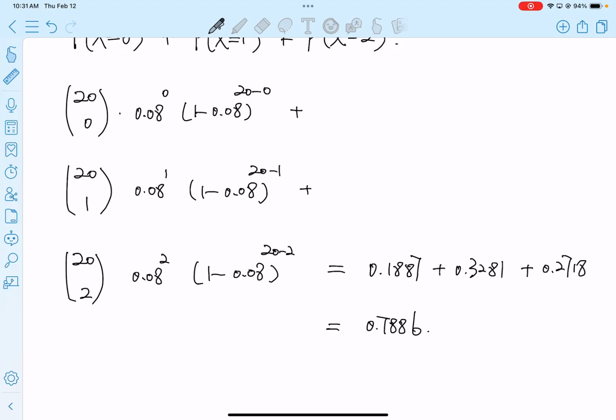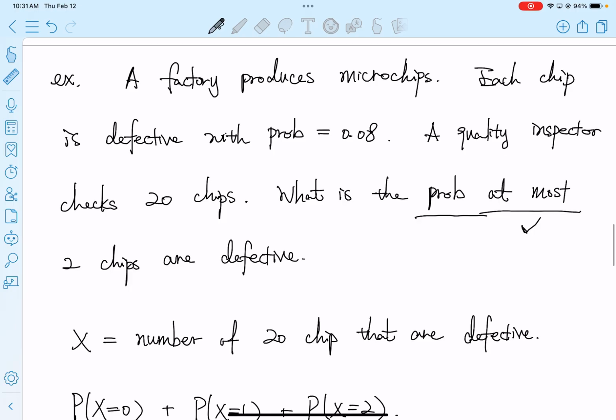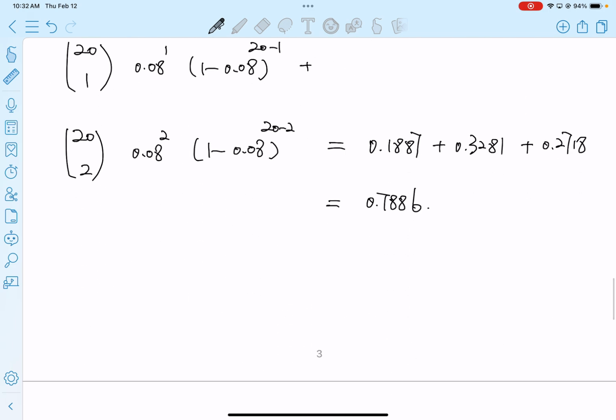My follow-up question is, is this probability relatively large or small to you? Quite large, right? If you have 20 chips, each with a probability of being defective of 0.08, when you calculate at most 2 of them defective out of 20, you get 0.7886. We think this is quite a large number, but does it make sense, is it intuitive or not? Now let's think about the idea of the expectation.